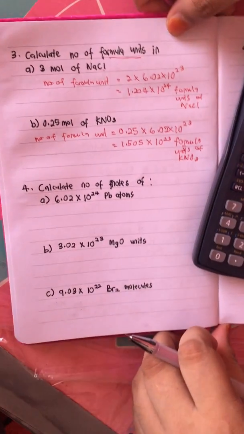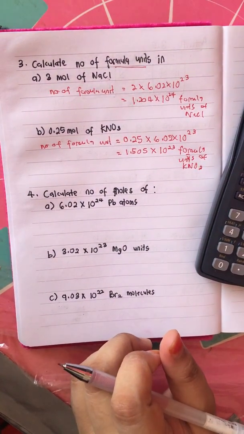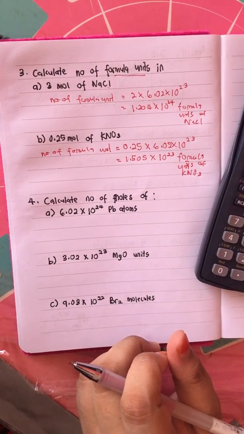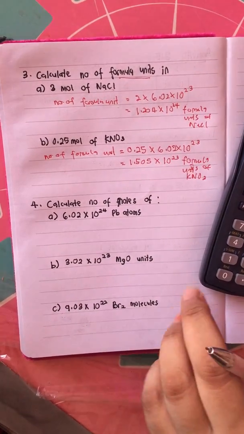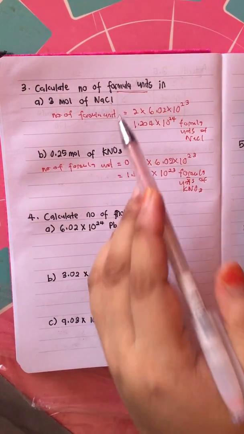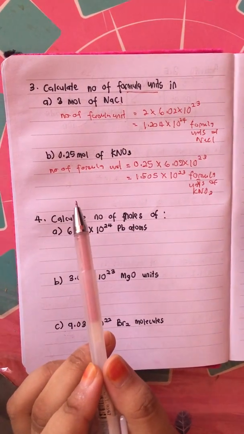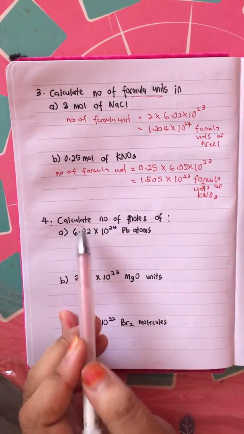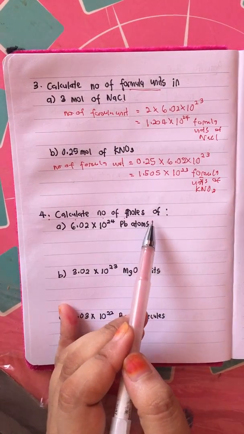Alright, boleh. So senang je kan? So kalau kamu ada mole, kamu nak cari number of particles, number of atoms, number of molecule or number of formula units of your ionic compound, so kamu just simply times Avogadro constant. Alright, number 4. Calculate the number of mole in.